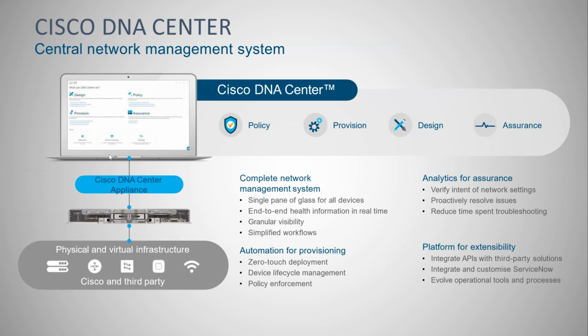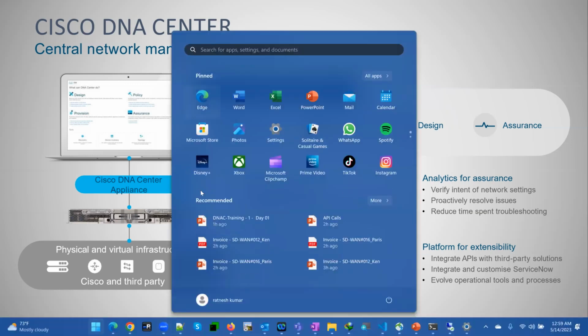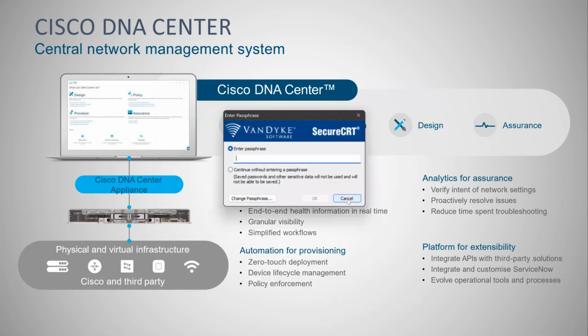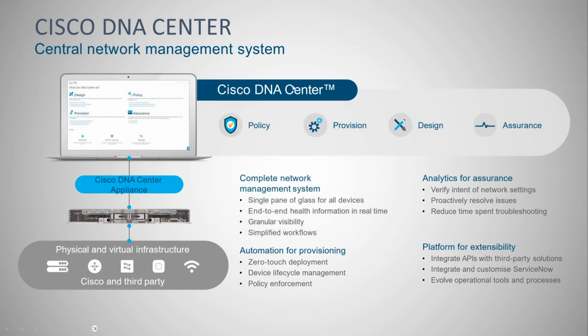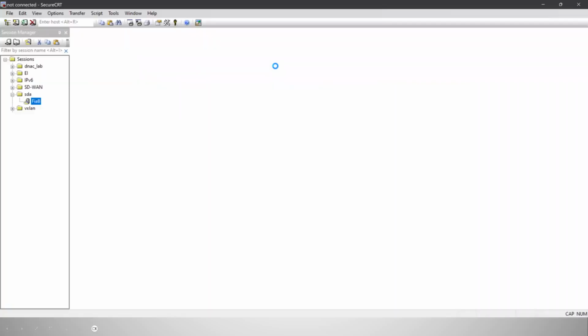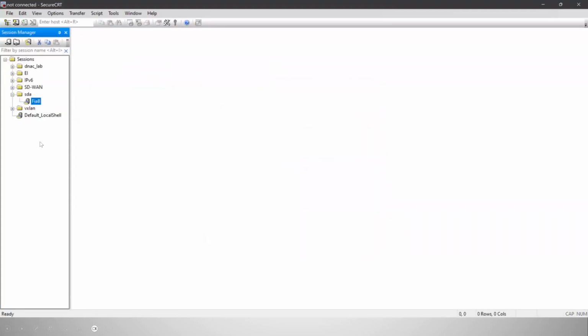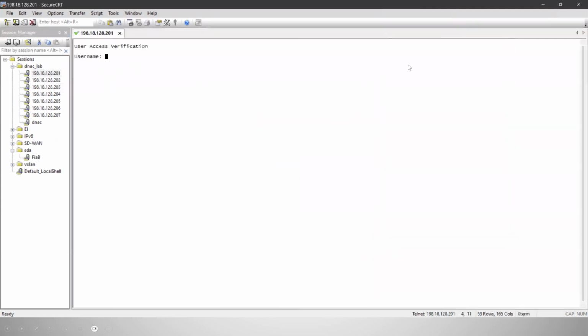Once you log into the lab, we have AnyConnect, and if I get to SecureCRT, let me go there. I have all the devices' management IPs in my SecureCRT as well, under DNA lab. Let me quickly check that the devices are accessible.